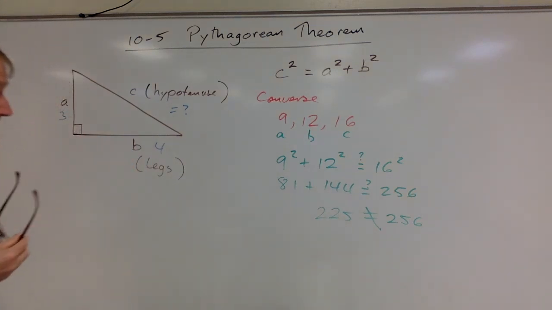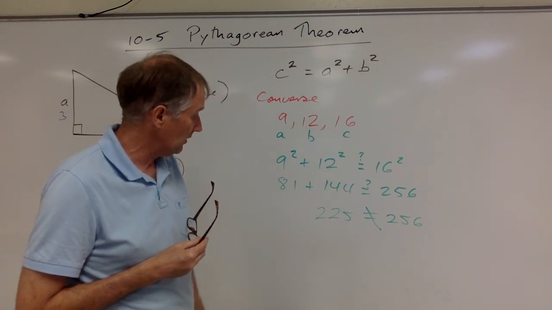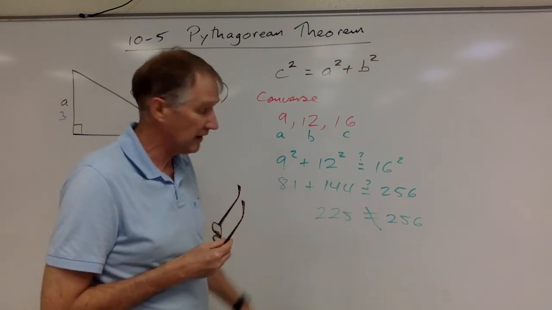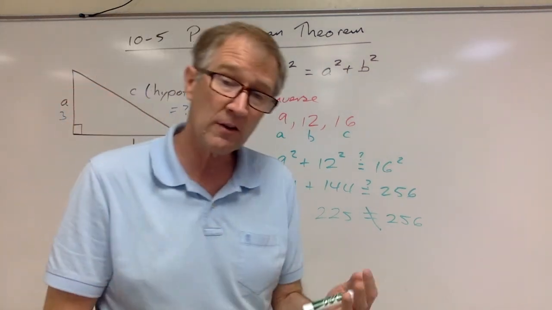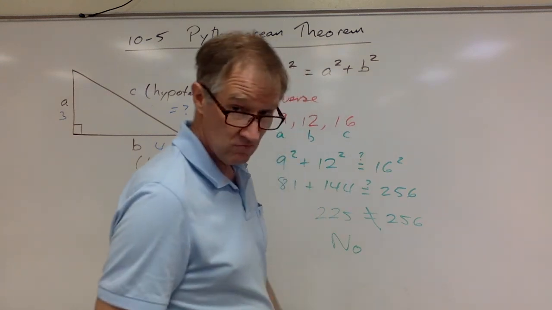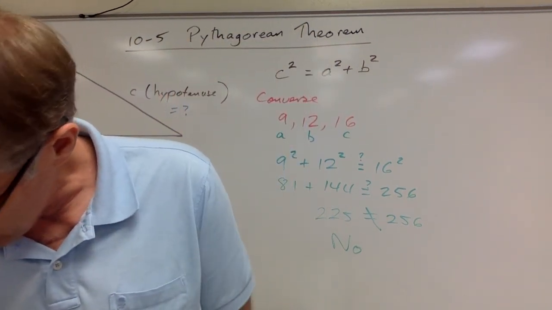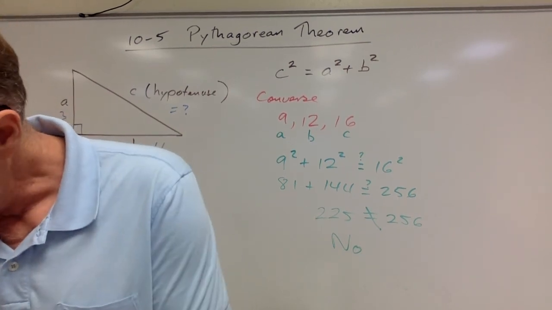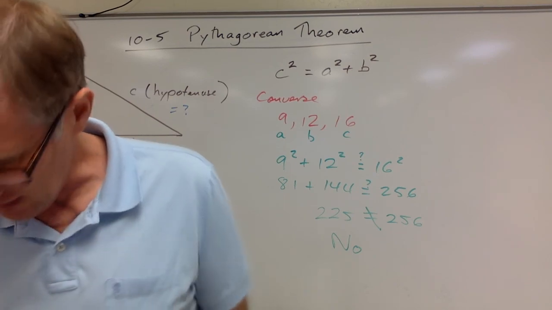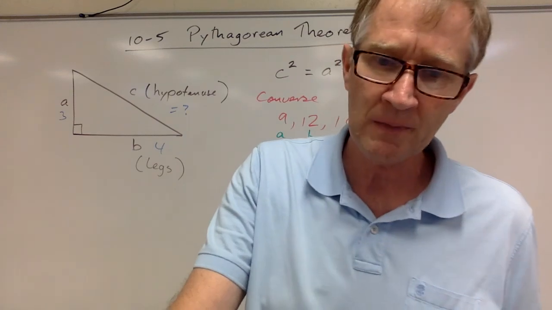So this is not a right triangle. Again, it's a triangle, but it's not a right triangle. If this had come out to be 256 and that was 256, then yes, it is a right triangle. So the answer to this one is no. It's not a right triangle. So I think that's all the important stuff in section 10.5. All right. Okie doke.